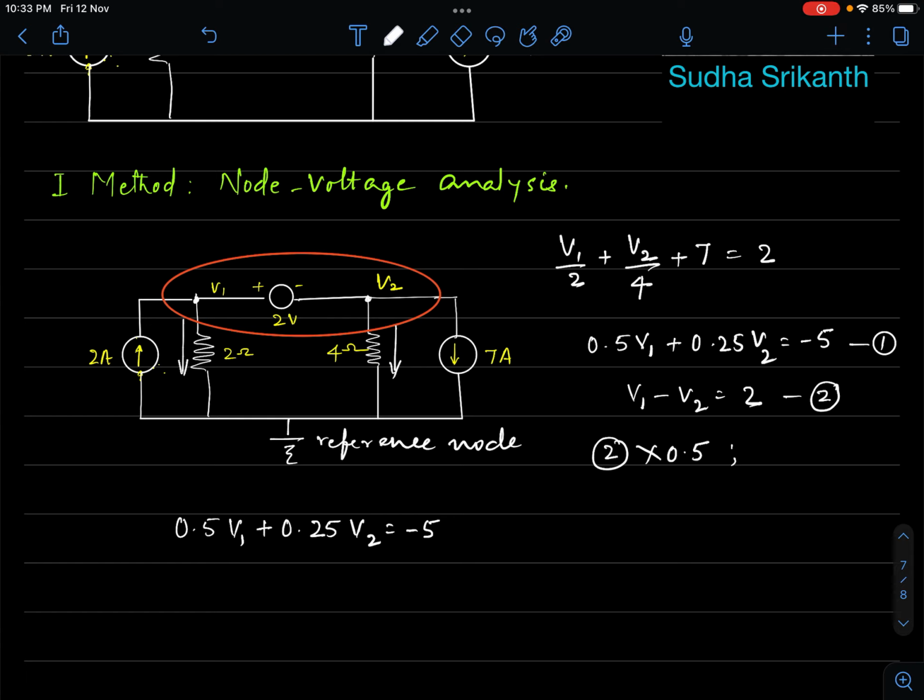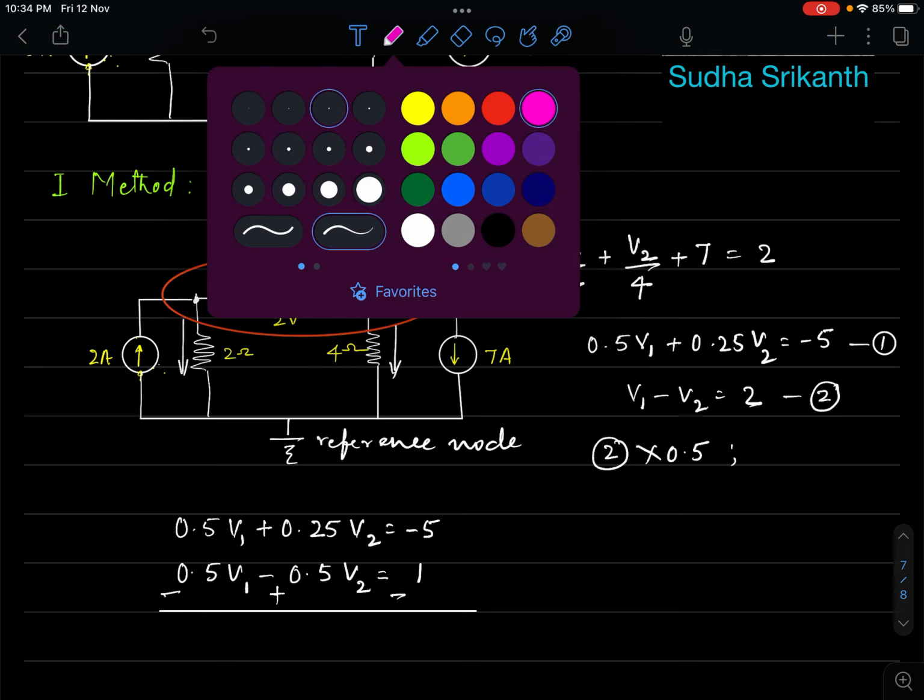Minus 5. Equation 1. Equation 2, I'll multiply it with 0.5. I mean, you can use a calculator and simplify. Substitution method you can do. I'll just multiply like this so that I'll get this to be 0.5 V1 minus 0.5 V2 equal to 2 into 0.5 is 1. Alright, now what I do is I'll subtract one equation from the other. I have got two equations and two unknowns. You can do by any method.